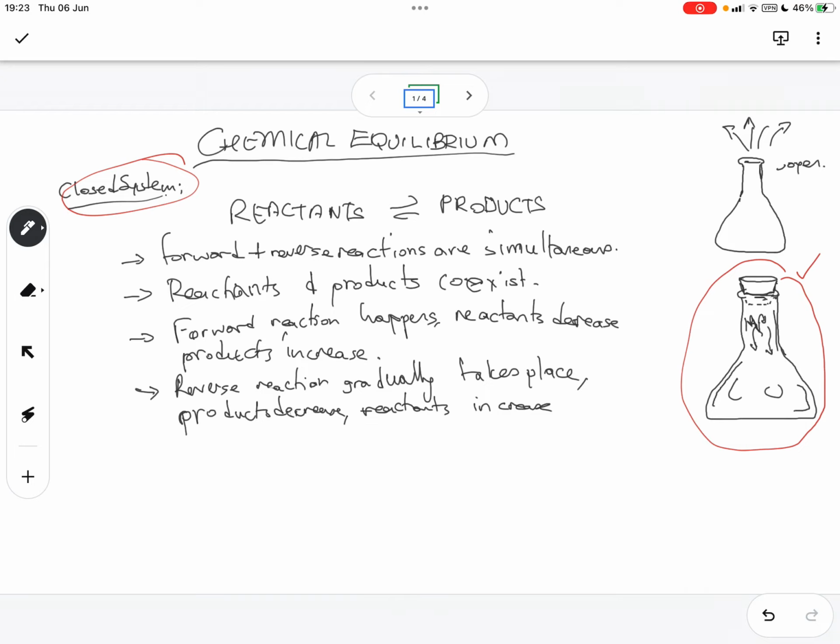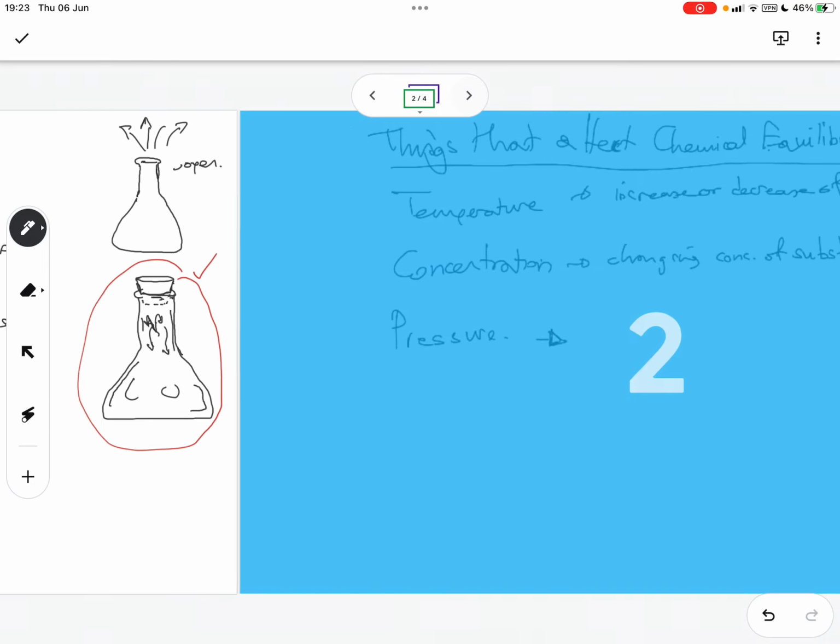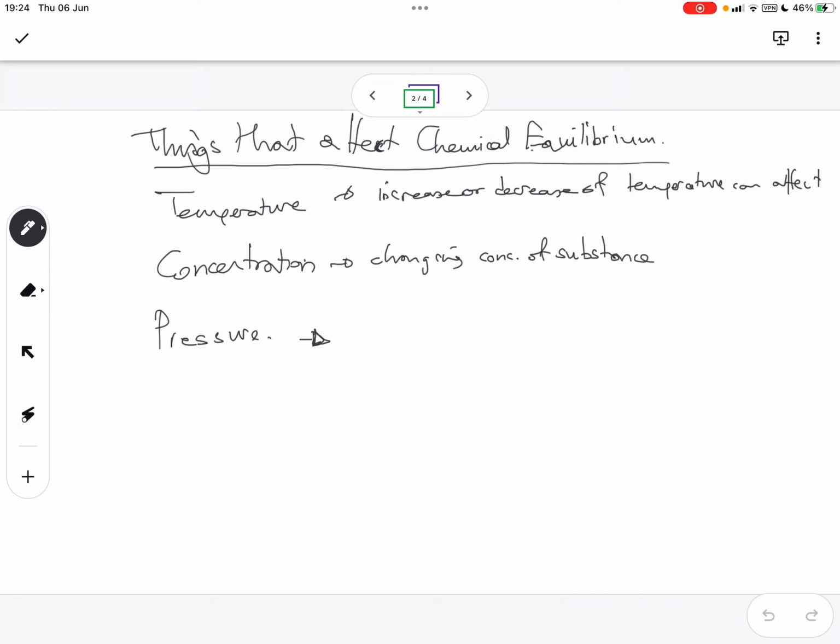All right, and then this happens until dynamic equilibrium is reached, and this continues on and on until maybe you open this and you spill everything out so that you can clean your lab equipment. And there are only three things that affect chemical equilibrium. They are temperature, concentration, and pressure.